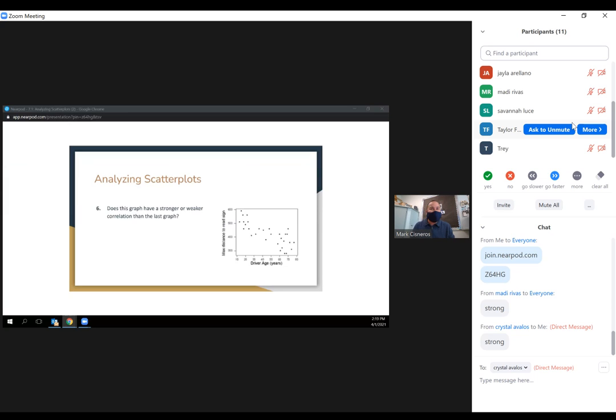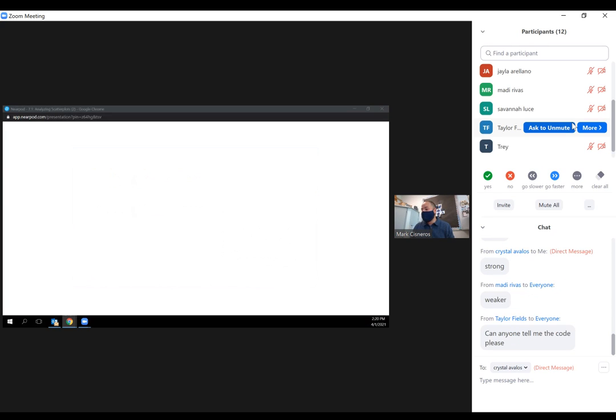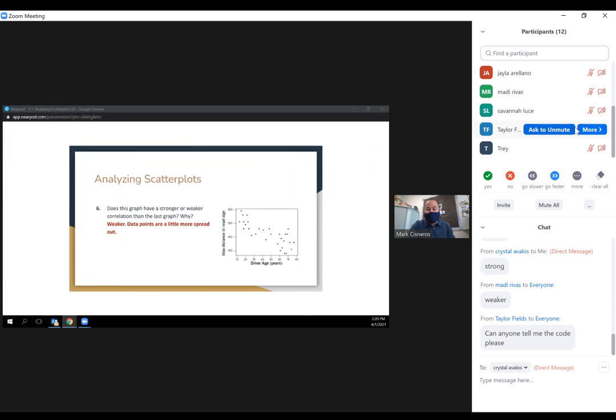Take a look at this scatter plot. Don't put this on your screen. Just answer it out loud. Does this graph have a stronger or weaker correlation than the last graph? Why weaker? It's scattered. It's more scattered. It is weaker. Those of you coming in late, you're already going to be missing stuff. You're not going to be able to get 100% credit. It's weaker. The data points are more spread out.